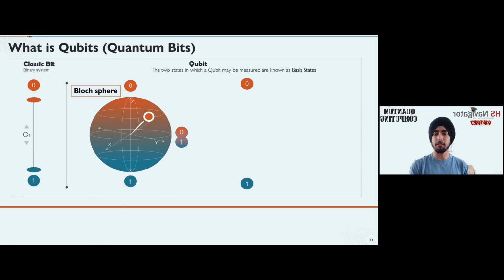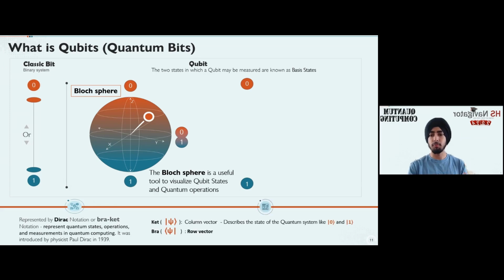Qubits, on the other hand, are what quantum computers use, and they can be in either of the two states. It can be 0 or 1 until they're measured. And we'll talk more about that property as we move forward. But this spherical representation of them is called a Bloch sphere, and it's a useful tool to visualize qubit states and quantum operations as well.